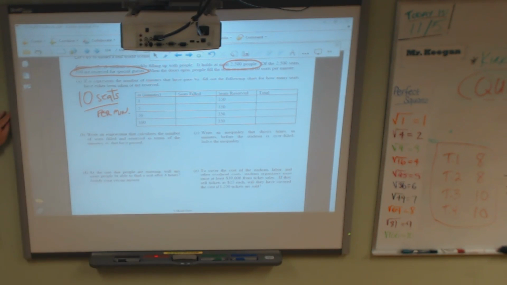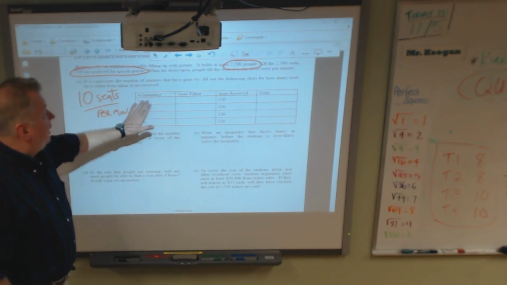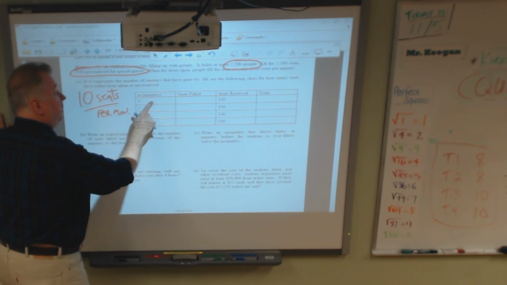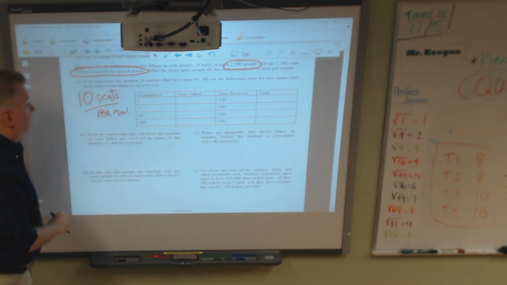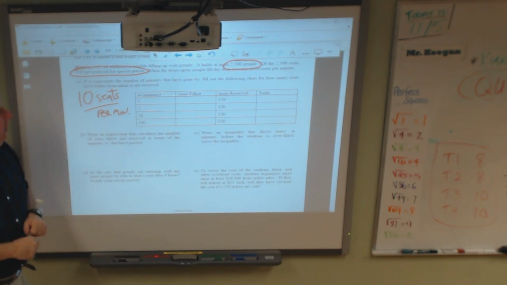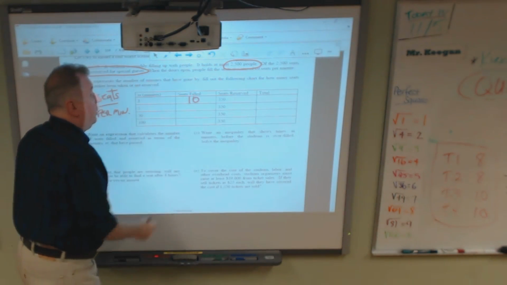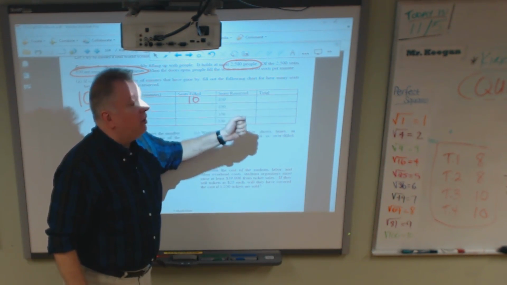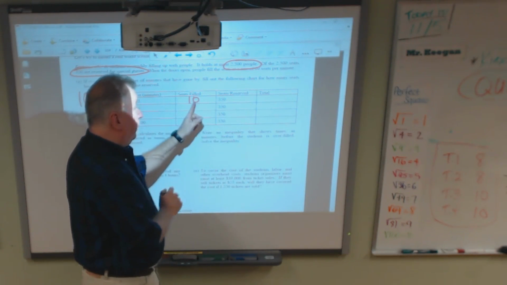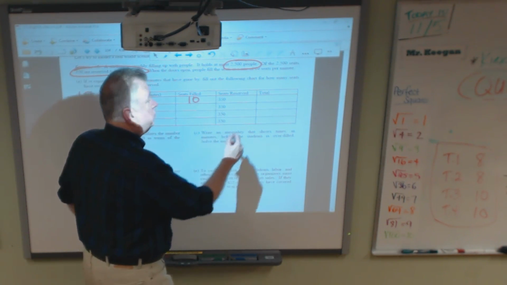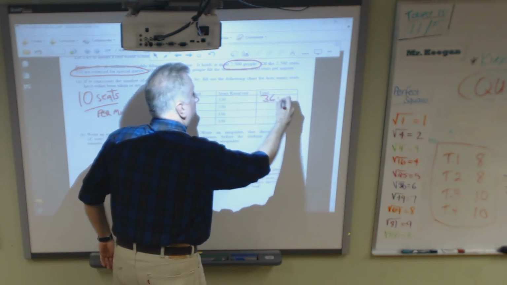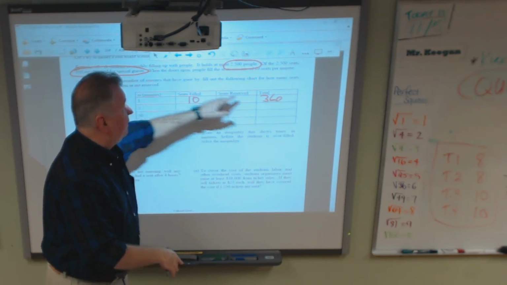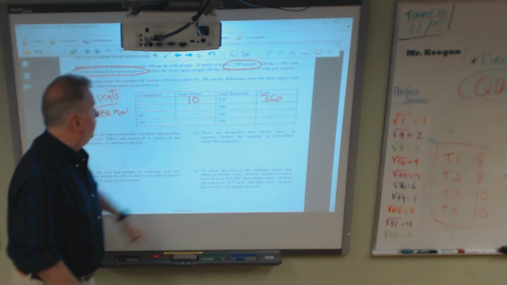Everybody with me so far? Here they started a table for us, and we're going to start figuring this out. After 1 minute, how many seats have been filled, if 10 seats per minute get filled? 10, good. And there's 350 reserved, so how many total seats have been taken up now? 360. Because you can't sit in the reserved seats, and 10 people have already taken the other seats. That's how many seats have been taken up.